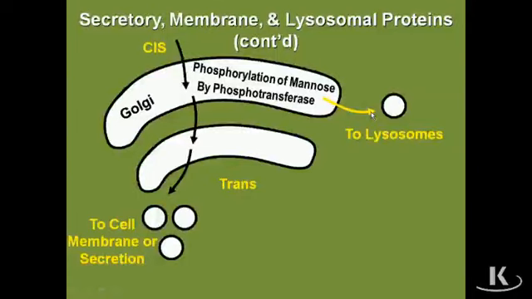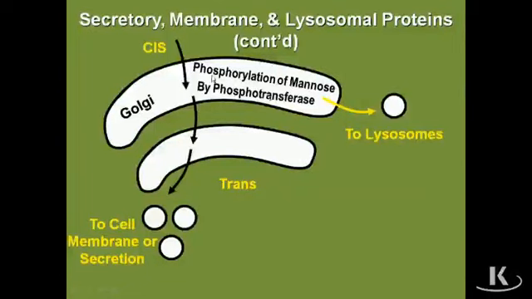After the proteins leave the Golgi, they can go to intracellular organelles, such as the lysosome, such as the nucleus. Maybe they'll go back to the endoplasmic reticulum. If that's the case, there's specific sequences that help them do that. Or proteins can be secreted from the cell. Proteins could be embedded in the cell membrane. It just depends on the protein.